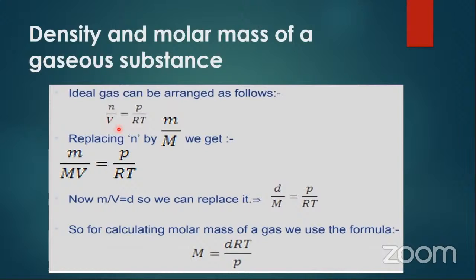Replacing n, what is n, students? n is the number of moles. The number of moles of any gas is equal to mass by molecular weight of that gas, that is small m by capital M. So if you write m/M in this equation, m/(M V) = P/RT. So m/V, the density d, is equal to MP/RT. Sorry, molecular weight M is equal to dRT/P. If you want to calculate density, then M goes here, d = MP/RT. So this is the equation.